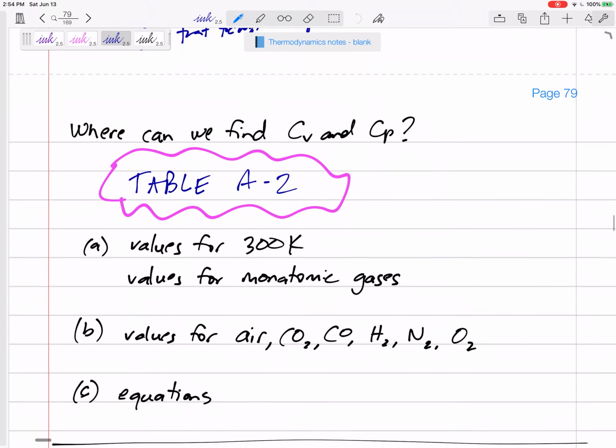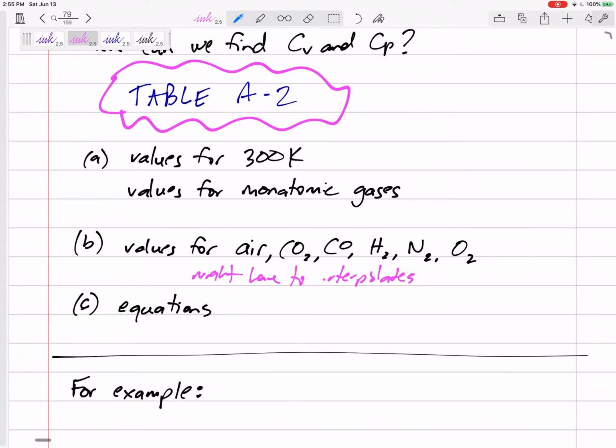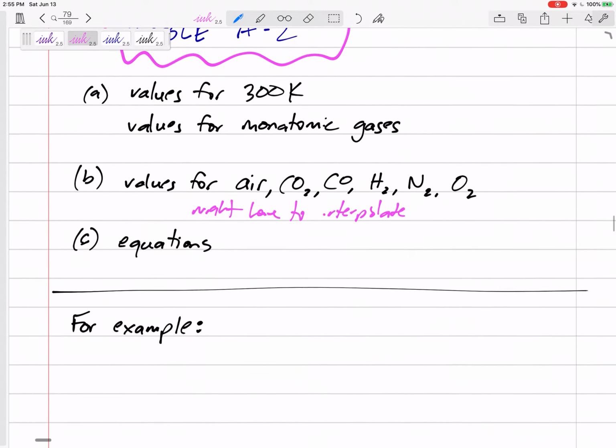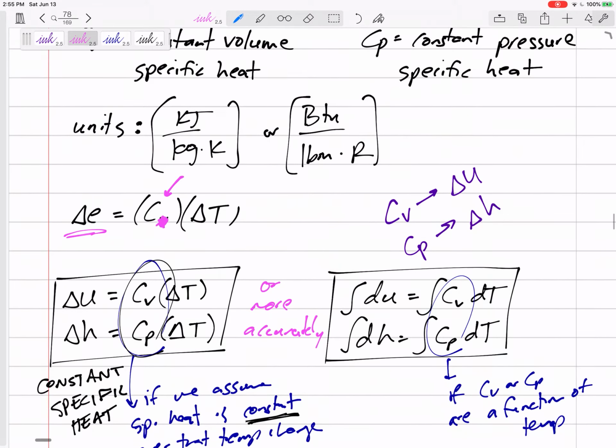All right, so A2A is for several gases at 300 Kelvin. But for these 6 of them, we could go to A2B, and we might have to interpolate. So don't forget, you might have to interpolate between temperatures.